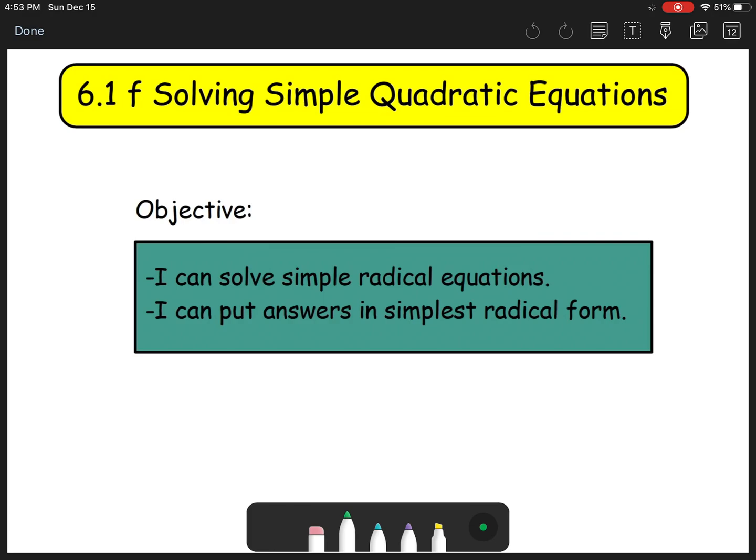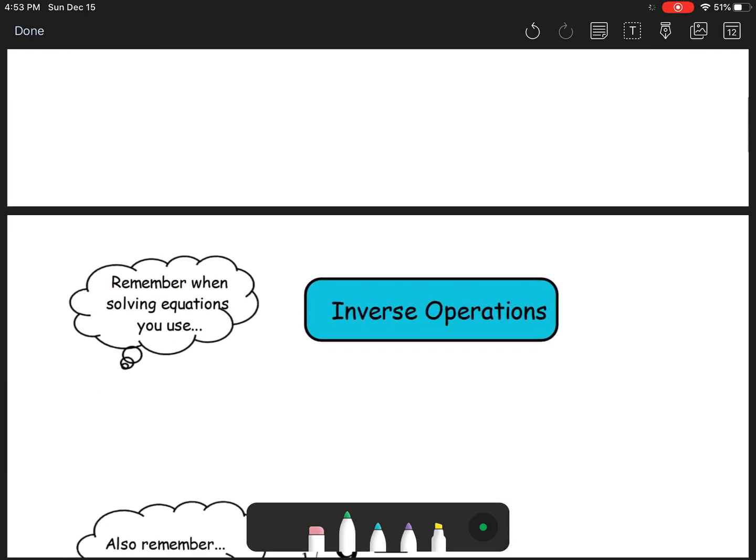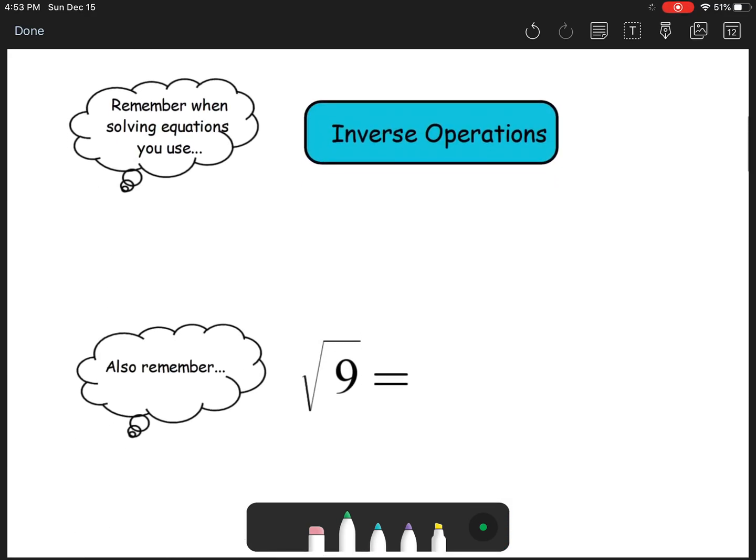6.1F is on solving simple quadratic equations. So we haven't really talked about quadratic equations yet, but we will spend the majority of semester 2 talking about them. So a quadratic equation is an equation that's got x squared in it. So we've solved for x a lot, we've solved for y a lot this year, but we're going to figure out how we could solve for x when we've got this quadratic in there.